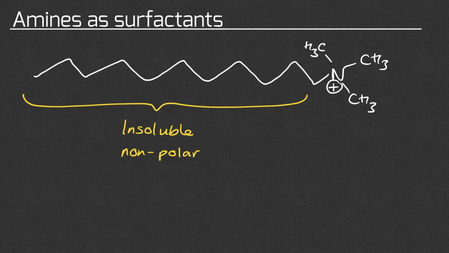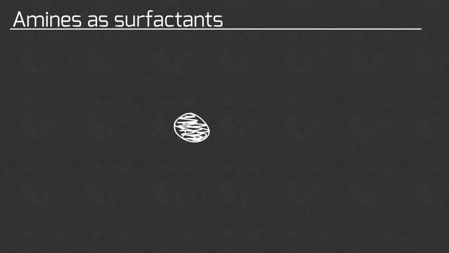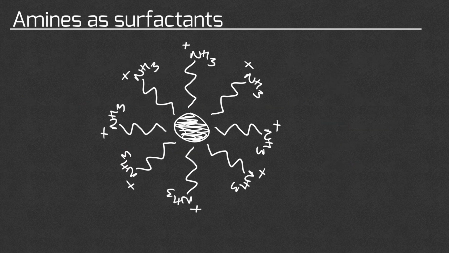The long alkyl chain at the end is insoluble, it is non-polar, so it won't dissolve in water. And the ammonium group at the end is soluble because it is polar, so it will dissolve in water. So the majority of the molecule will not dissolve in water, but the head at the end will. Surfactants are compounds which are partially soluble and partially insoluble in water.